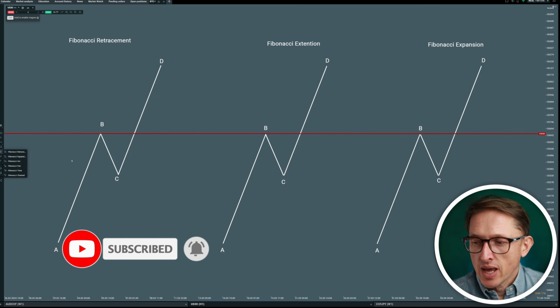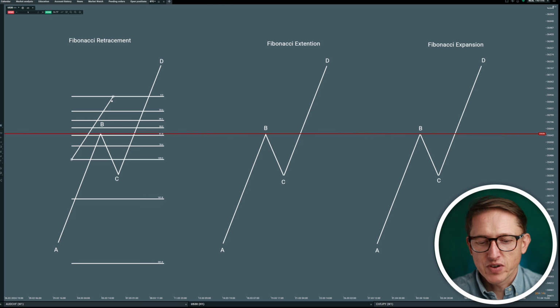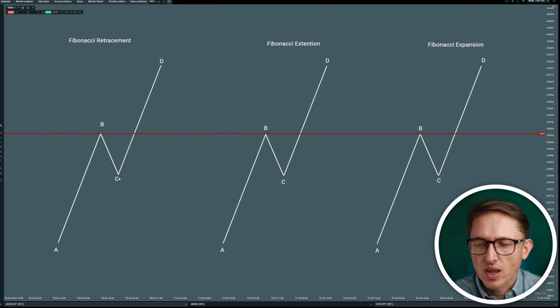So let's see. Fibonacci Retracement measures potential points of retracement, so where we could open a position to start a new movement. Fibonacci Extension helps us to define the point where we can take profits or where the market could reverse. And Fibonacci Expansion is used to do actually both things.